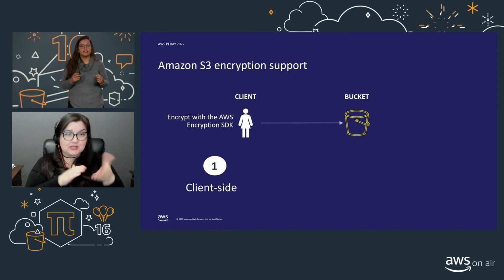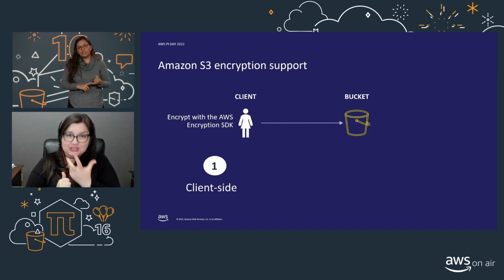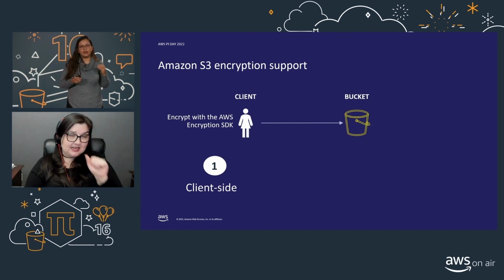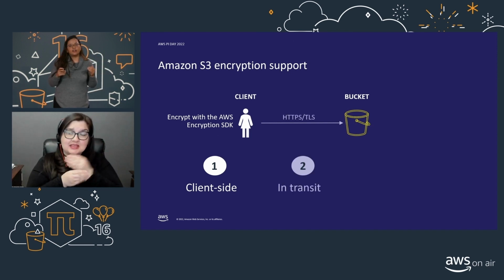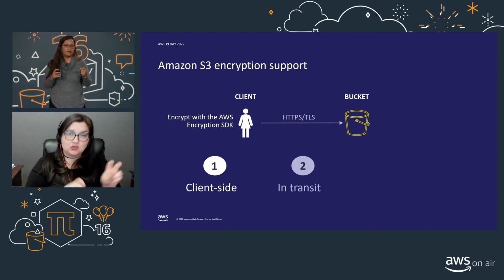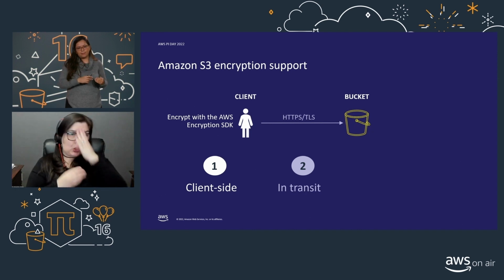The first is client-side encryption. In this case, you manage the encryption before uploading your data to Amazon S3. So that means you manage the encryption keys and the system that encrypts your data before uploading to S3. We have AWS encryption SDKs available to facilitate this process. Second is encryption in transit. You can use encryption in transit by enforcing HTTPS and TLS as your data moves from your applications to S3 and needs to be protected over wire.